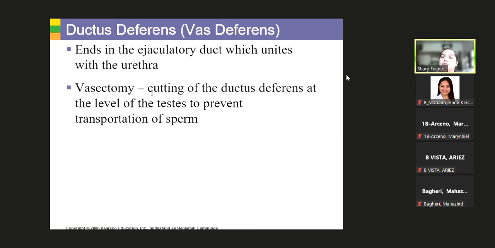Okay, so this is to stop the fertility, no, so that will make the person infertile. Now, ma'am, ano mangyayari dito sa sperm na na-form? They'll be acted upon by the body. So, ma-reabsorb lang din siya, mawawala sila.